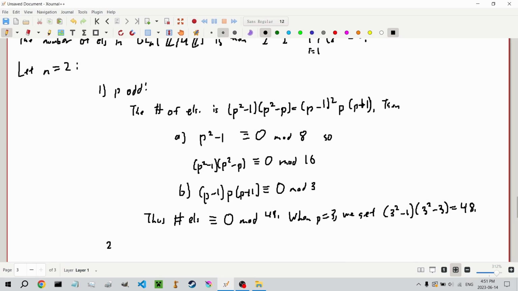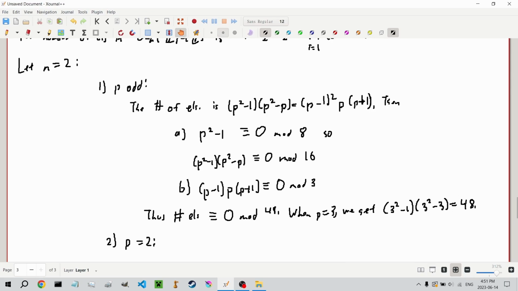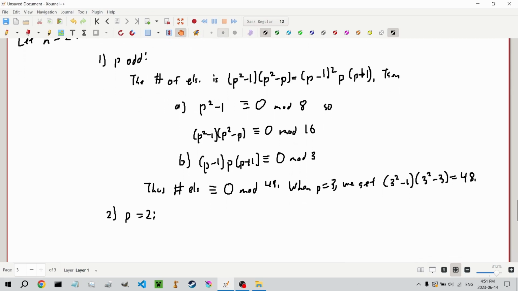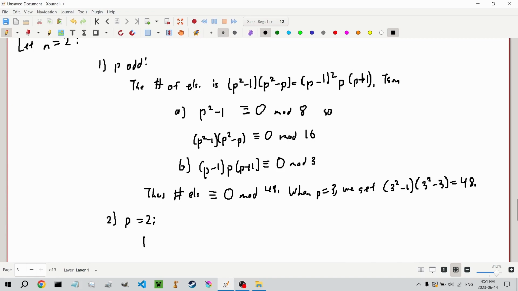And secondly, when p is 2, then we likewise get that the number of elements is 2 to the power of 2 times 2 squared minus 1, which is 3, times 2 squared minus 2, which is 2. So that is 96.